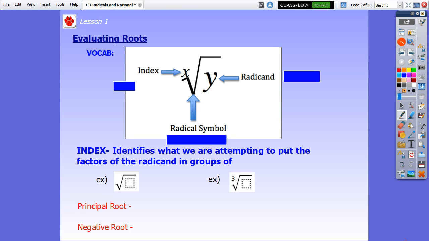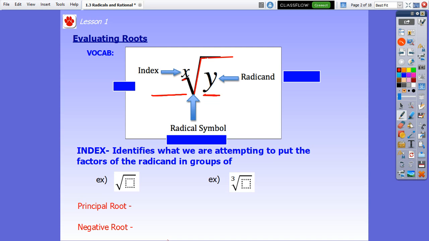So the first example is a square root. And what that means is we're trying to put things in groups of 2. So the index identifies what we're attempting to put factors of the radicand in groups of. Sometimes the analogy I use is I use the radical symbol as like the house. So there's an inside and then there's an outside of the house. And so we definitely want to occasionally go outside of the house. But like most parents, they won't let youngins go outside of the house without being in a group.